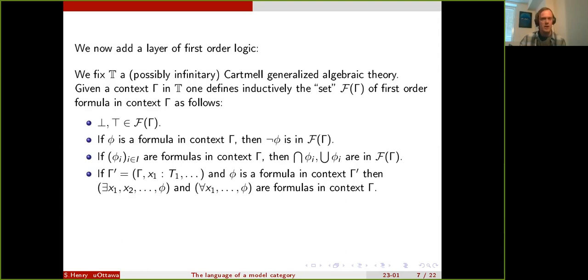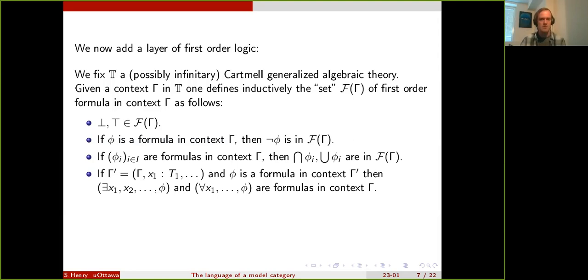So if you're working in the context of infinitary Cartmel theories, you can allow quantifying over an infinite number of variables at the same time, but only existential quantification on infinitely many variables or universal quantification on infinitely many variables, and no infinite sequence of alternating quantifiers.